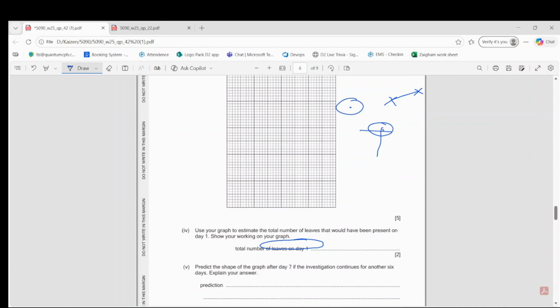And when they ask you that you have to show your work, then you have to show these lines on the x-axis and y-axis which you place to find the value.